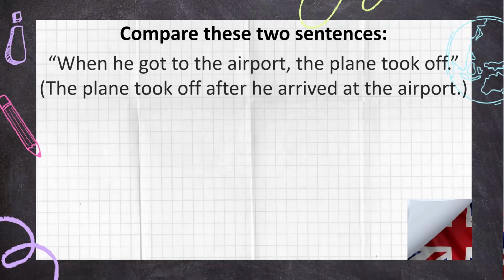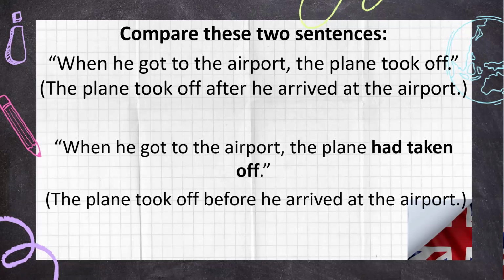Compare these two sentences. When he got to the airport, the plane took off. So the plane took off after he arrived at the airport. Now we look at the second sentence. When he got to the airport, the plane had taken off. So the plane took off before he arrived at the airport.